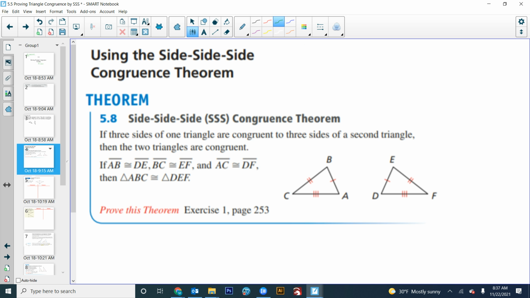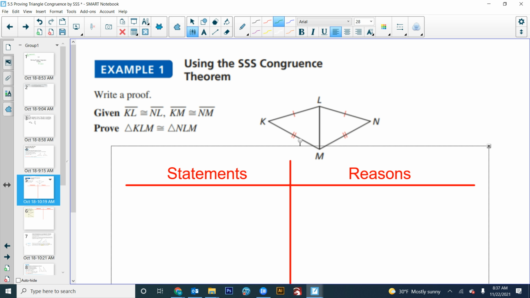Do not confuse SSS with equilateral. It's not saying 3 sides in a triangle are the same. It's saying this one goes with that one, this one goes with that one, this one goes with that one. All right? Let's do a proof with this.